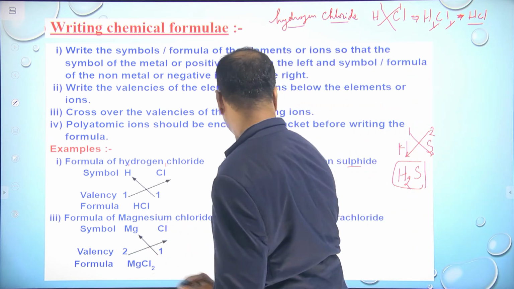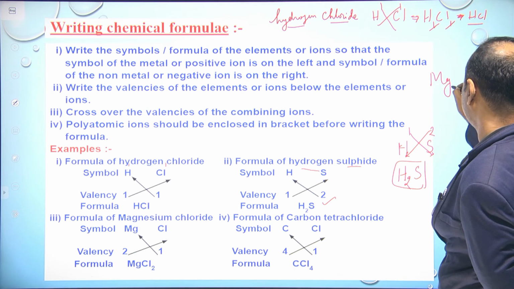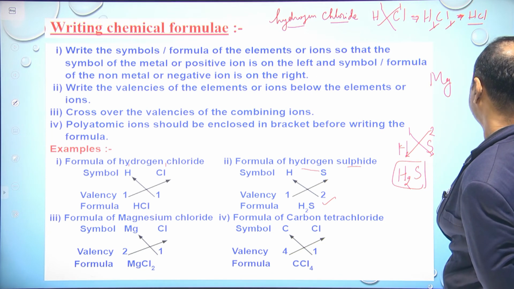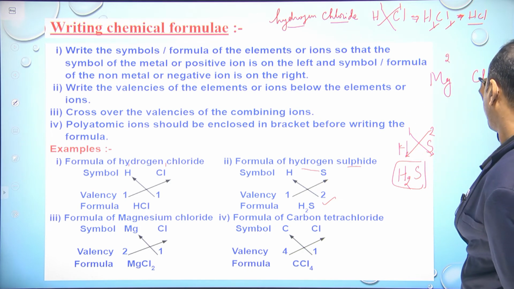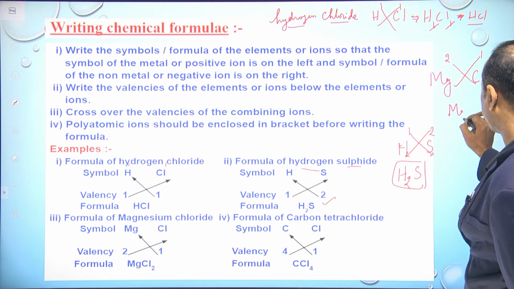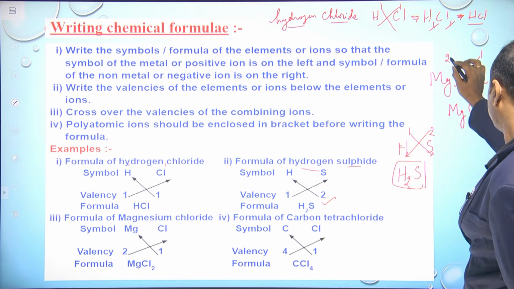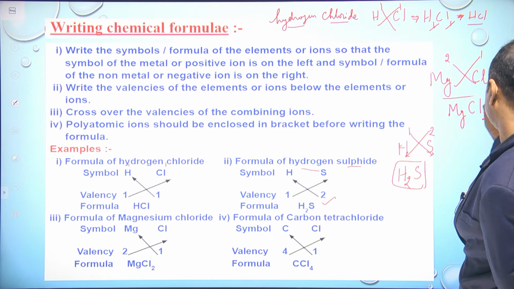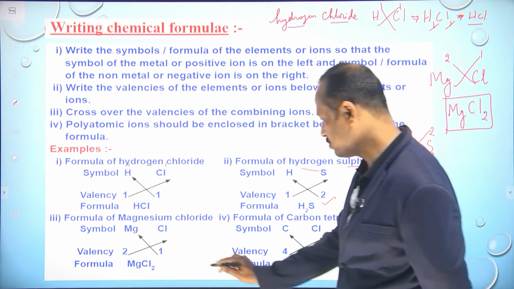Similarly, magnesium chloride. So here I am writing magnesium chloride. First write magnesium, then the symbol of chlorine, Cl. You should know that magnesium valency is 2 and chlorine valency is 1. Again you crisscross. This 1 you bring here, but you need not write 1. And chlorine gets the 2, so MgCl2. This is the formula of magnesium chloride.